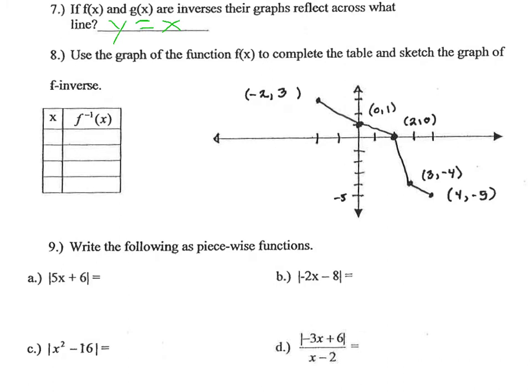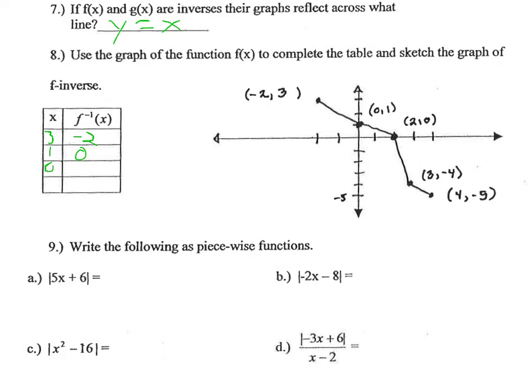In number 8, if we want to sketch the inverse of this function and we know the coordinates that it goes through, all we need to do is flip-flop the coordinates to sketch the graph of the inverse. So if our original coordinate is (-2, 3), the coordinate for our inverse is going to be (3, -2). If we have an original coordinate at (0, 1), we're going to have a coordinate at (1, 0).